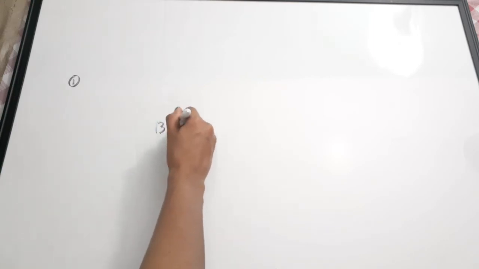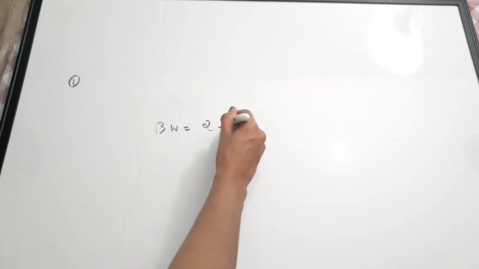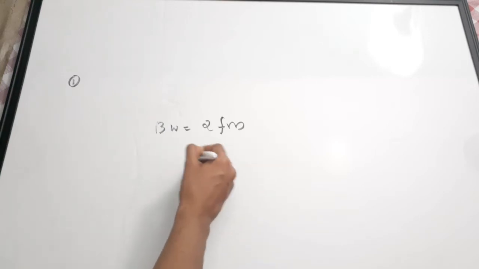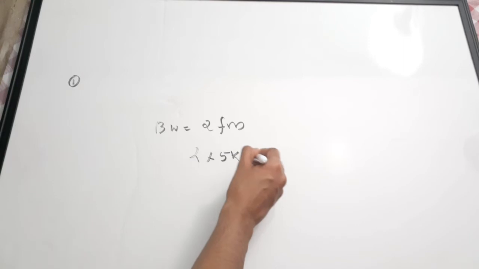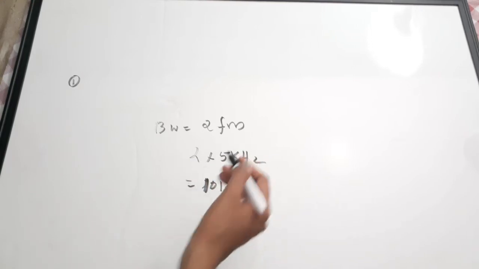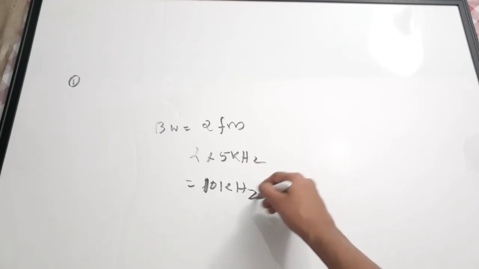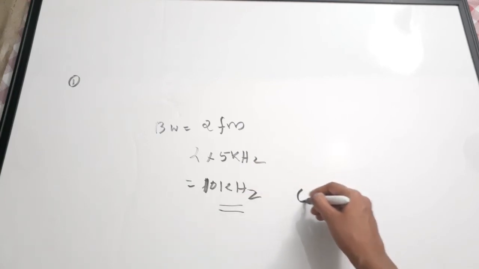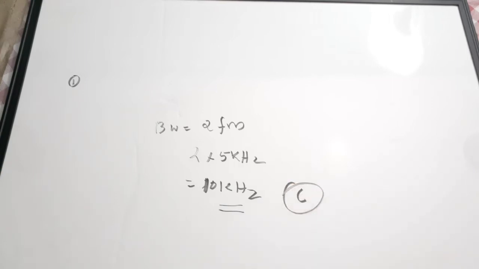I have done a video on AM, FM and PM. So the bandwidth of AM is equal to twice the modulating frequency. It has nothing to do with the carrier frequency generally. So it will be 2 into 5 kilohertz, which will be 10 kilohertz only. Okay, 10 kilohertz is the bandwidth. So the correct answer is option C for your first question.